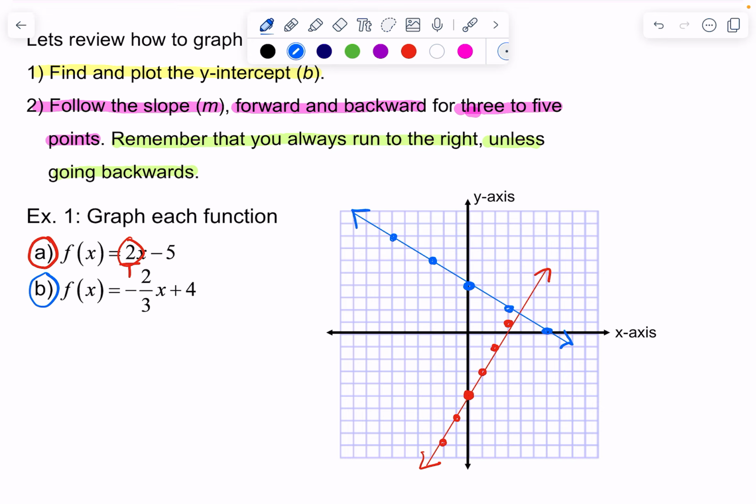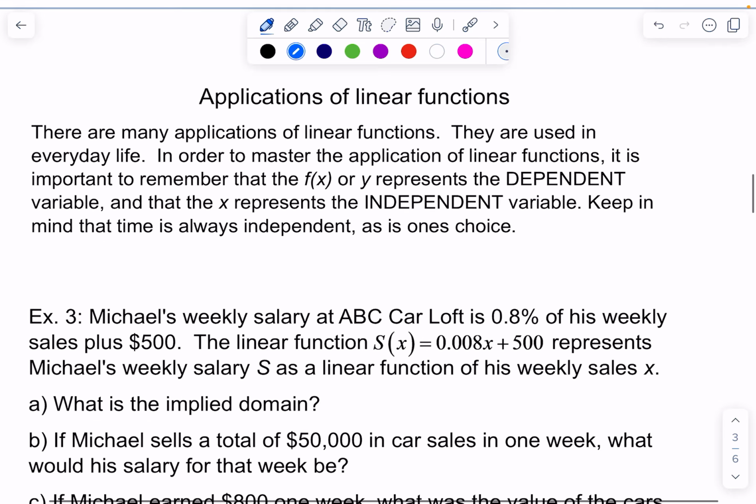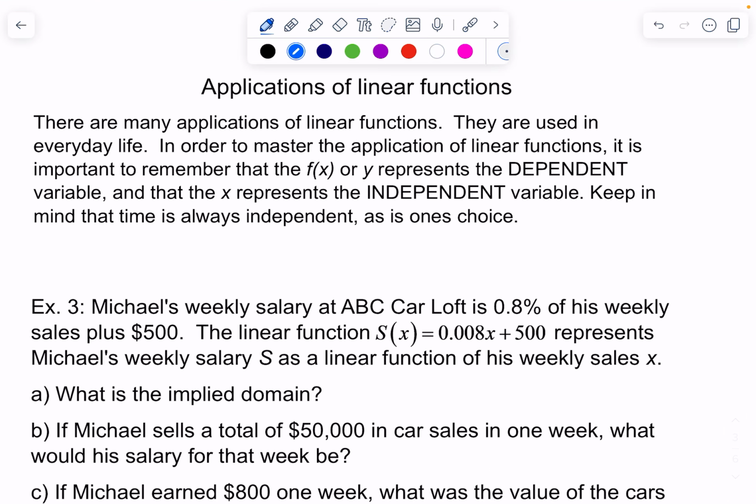Always remember, you always run the slope to the right unless going backwards. All right, let's look at some applications of linear functions. There are many applications of linear functions. They are used in everyday life.